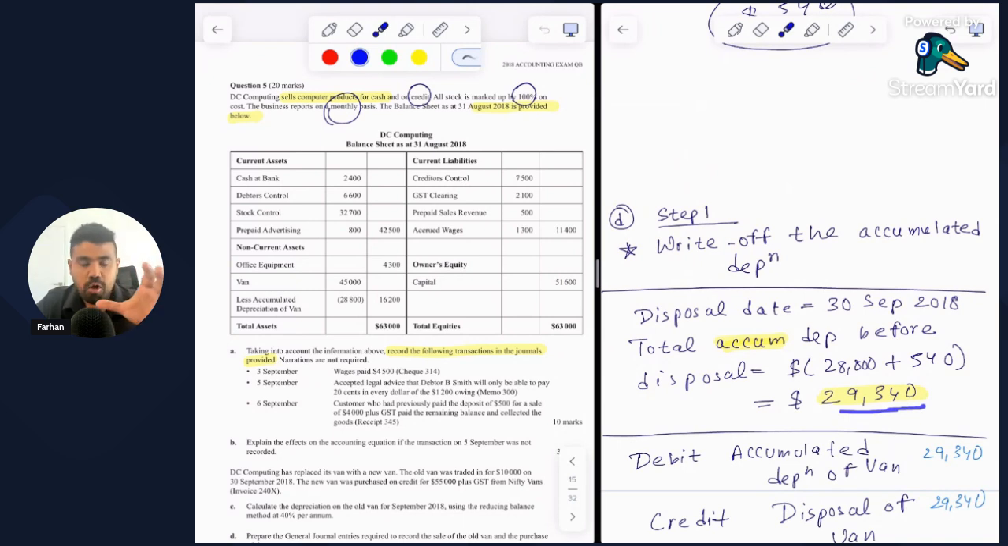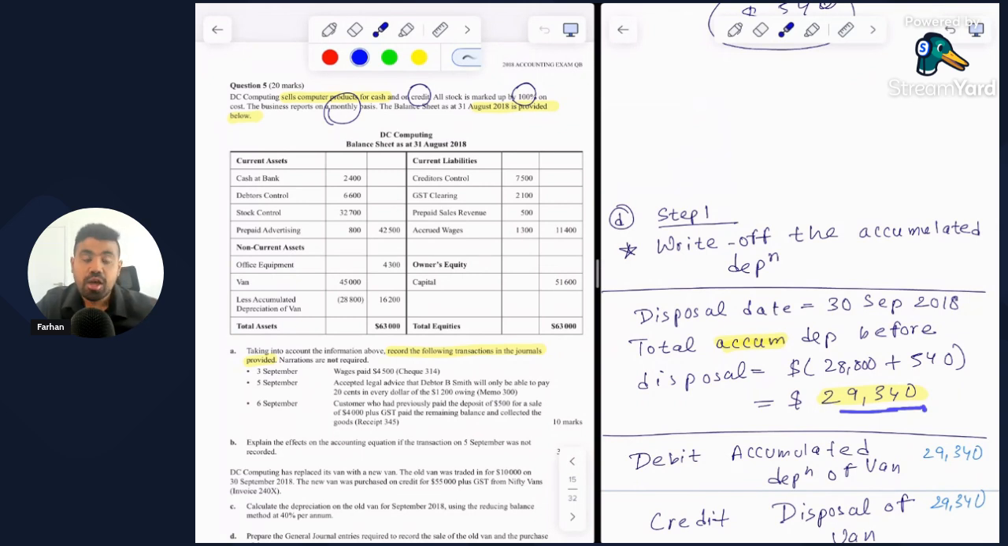Accumulated depreciation by default, as we understand, is a contra asset account, which means it is by default a credit account. Normally, assets by default are debit, but this is a contra asset, which records the reduction in another relevant non-current asset, right? So the default treatment for accumulated depreciation is going to be that when it increases, we credit it. For example, if you were to journalize the depreciation of $540 that we calculated from part C, you would debit the depreciation expense or the depreciation of van, and then you would credit the accumulated depreciation of van.